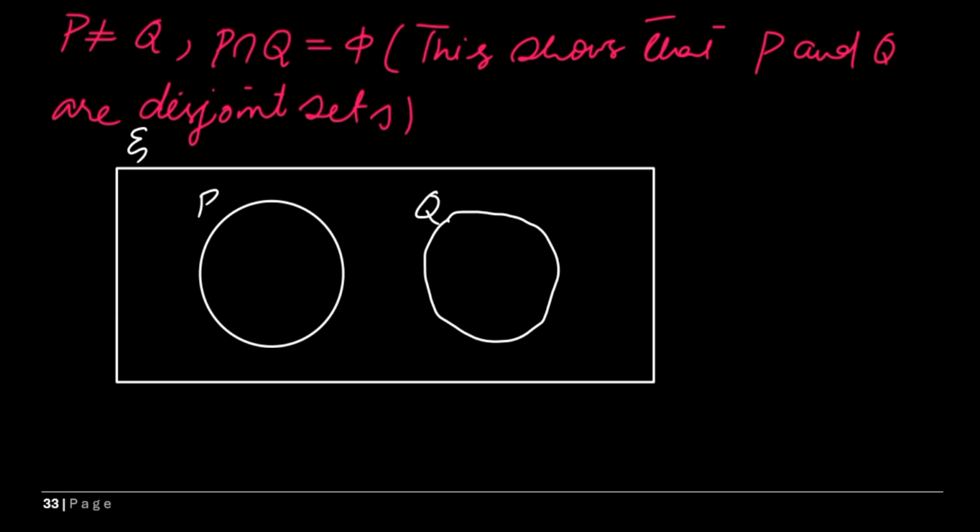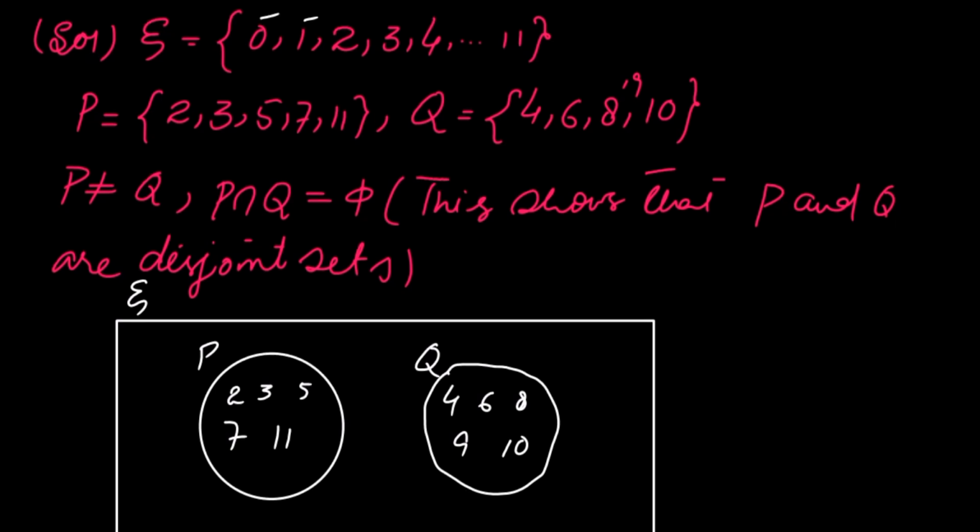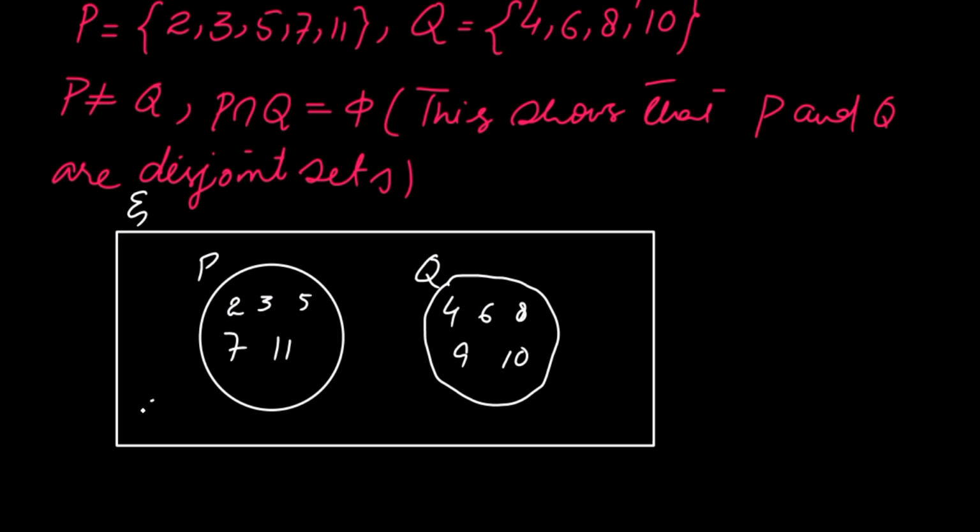Now we write all of the elements of each set. In the set P, the elements are 2, 3, 5, 7, 11. These are the 5 elements. And the set Q also has 5 elements: 4, 6, 8, 9, 10. The remaining elements are 0 and 1. We will write these elements outside the circles here in the rectangle. So you can count here, there are a total of 12 elements.